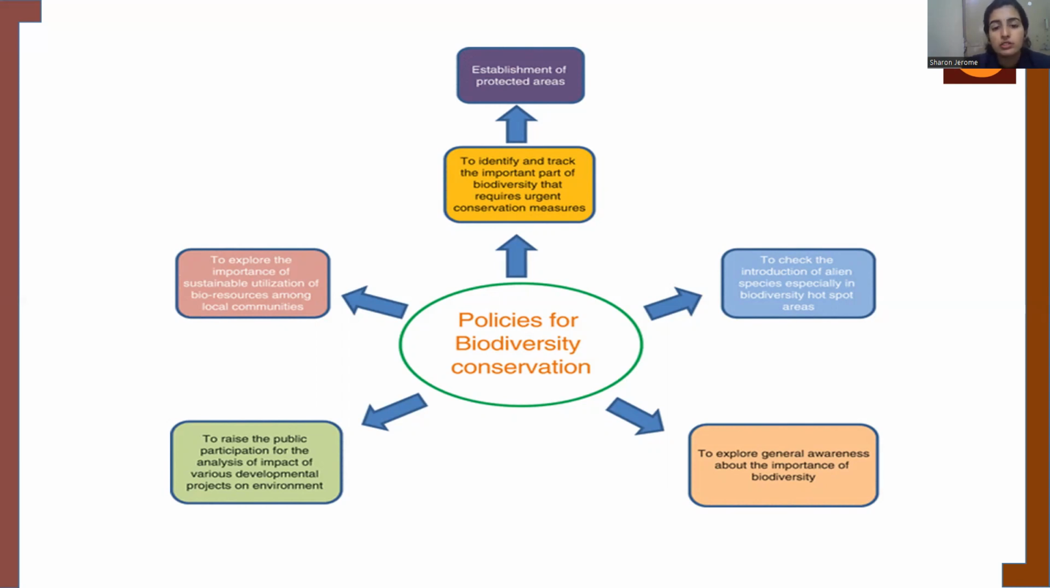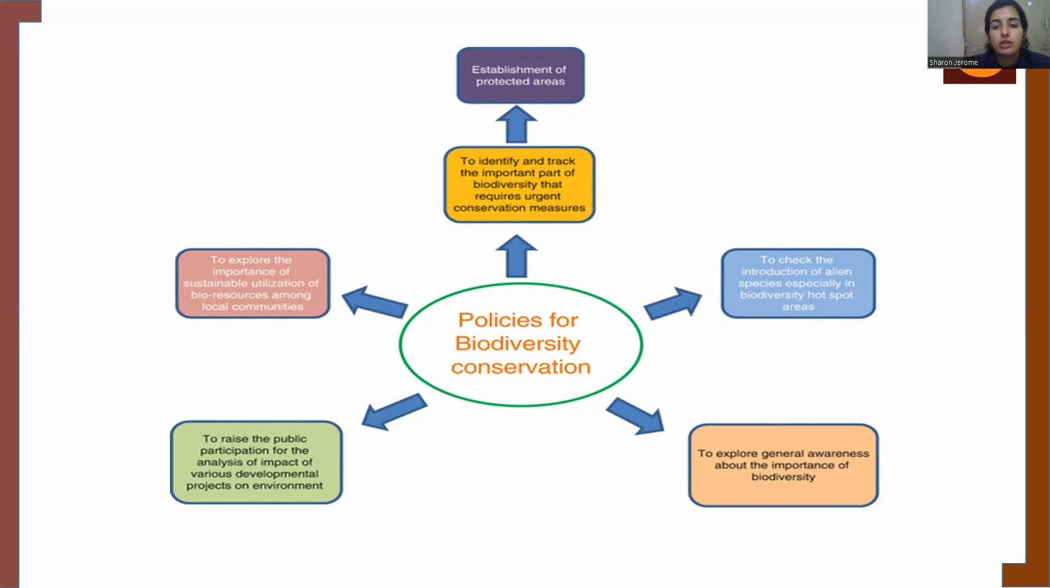Then, to identify and track the important parts of biodiversity that require urgent conservation measures. So policies should be issued in those areas where there is an urgent need to protect that biodiversity, because those areas are at the risk of becoming extinct. So protected areas must be established.